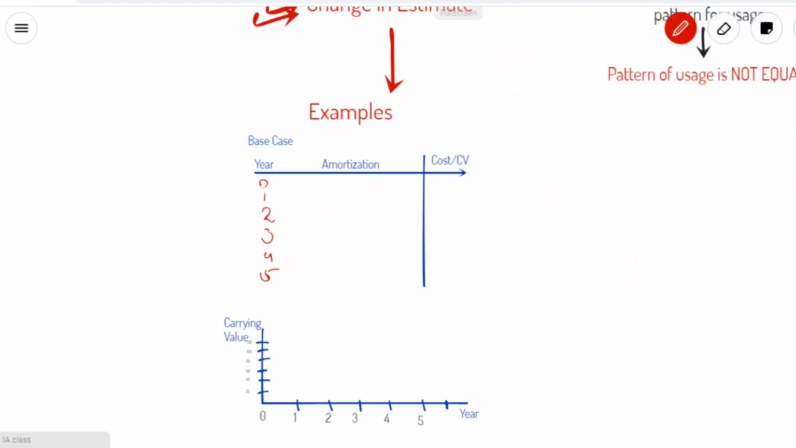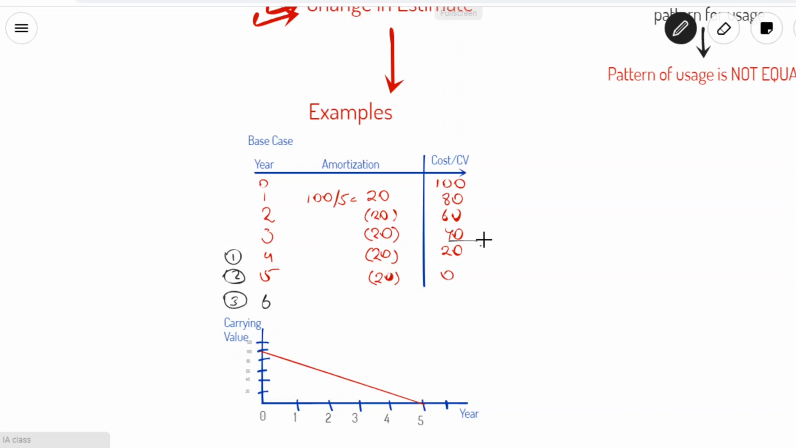For example, if our original case was we purchased an asset for $100 and we amortize it on straight line basis for 5 years, that would be our pattern of consumption. However, if after the use of 3 years, the expected life of the asset was extended to 6 years, in that case, the remaining amortization would spread over the new useful life.